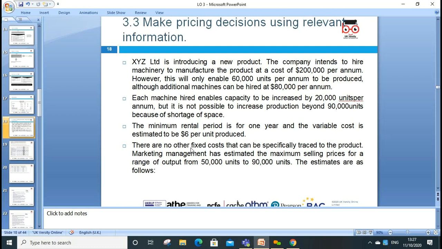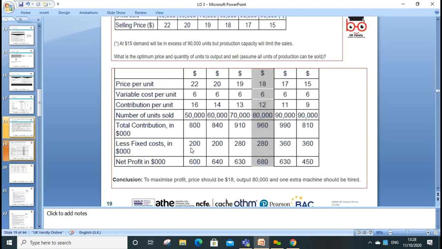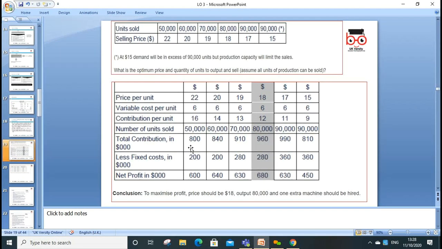Marketing management has estimated the selling price range of the output, estimated as follows. So we can look around, we'll go through here. You will see, if we produce and sell these units, what will be the selling price of these. So we can multiply each.